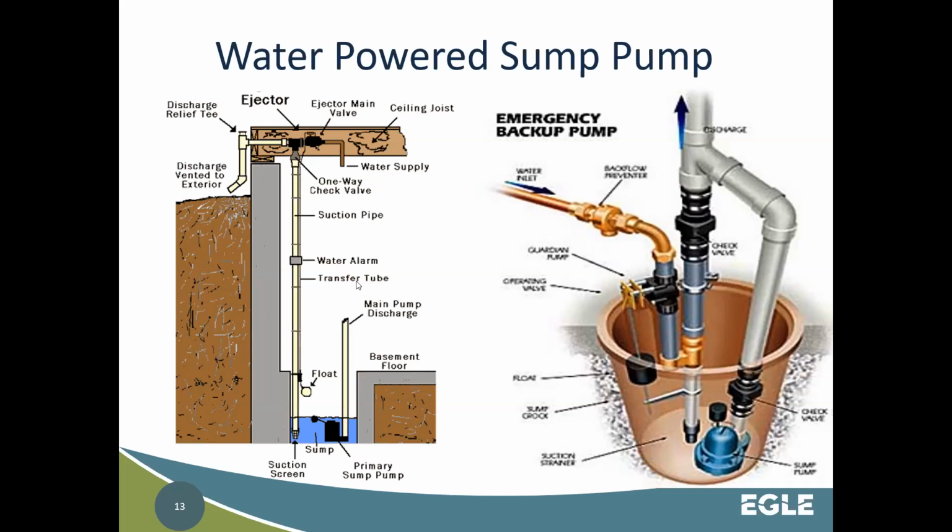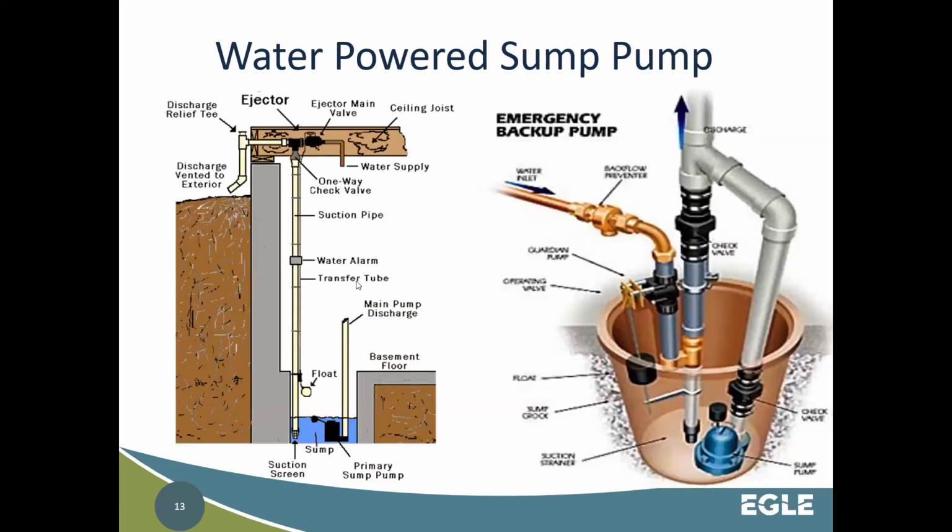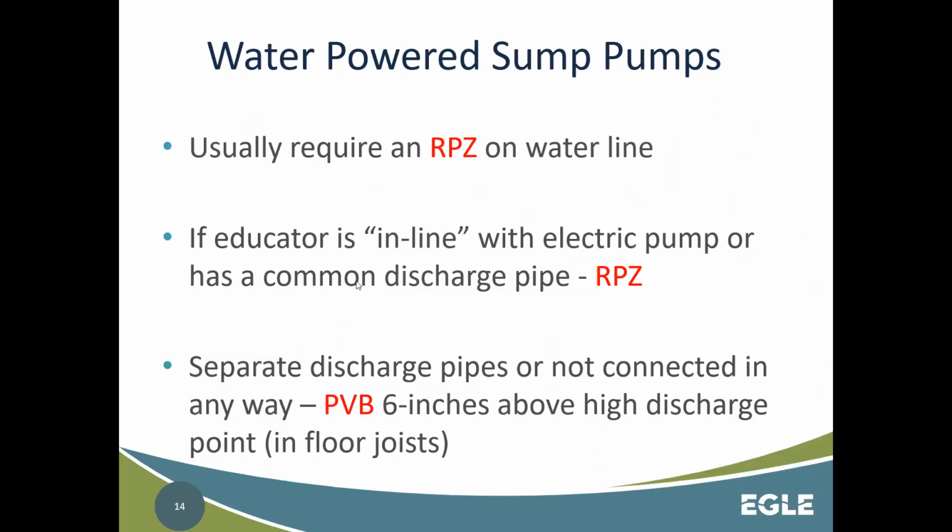And so really, when it comes down to treating these, again, normally you're going to have an RPZ on the water line. And then what's being called here the eductor, basically, when we're triggering and trying to get this flow going for the water assistance on the sump, if it's in line with that and basically still a common discharge, you still need the RPZ.